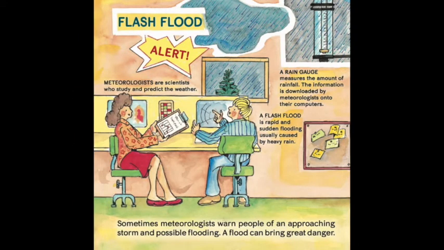Flash flood. Sometimes meteorologists warn people of an approaching storm and possible flooding. A flood can bring great danger. Meteorologists are scientists who study and predict the weather. A flash flood is rapid and sudden flooding usually caused by heavy rain. A rain gauge measures the amount of rainfall. The information is downloaded by meteorologists onto their computers.